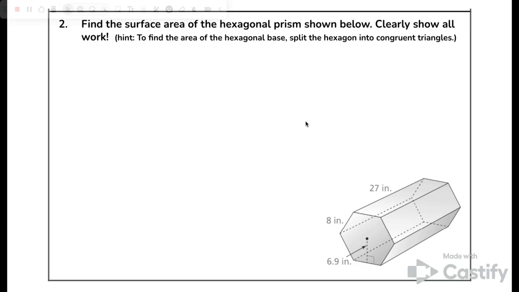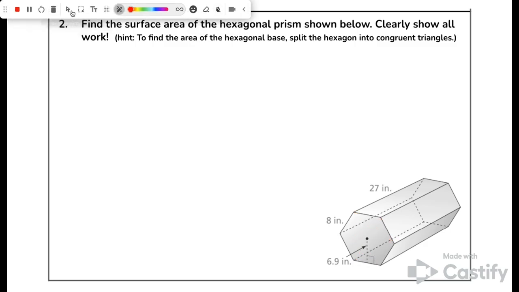For number 2, the catch here is that we've got a hexagonal prism. So we need to find the area of this hexagon, but we have no formula to find the area of a hexagon. So you had to use my little hint here, which tells you that you can split a hexagon up into 6 congruent triangles. So starting from the midpoint, if I connect a line out to each vertex, we get 6 congruent triangles, and you can find the area of those.